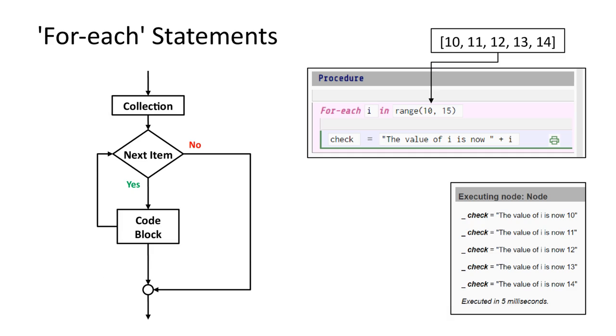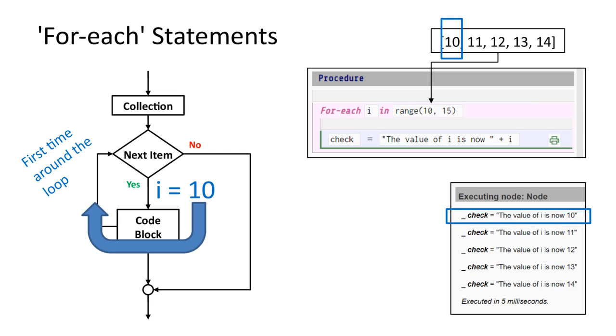In this example, we use the range function to generate a list of 5 numbers. When the code is executed, the body of the loop will execute 5 times. The body contains a line of code that prints the value of I. In the console you can see that it executes 5 times.